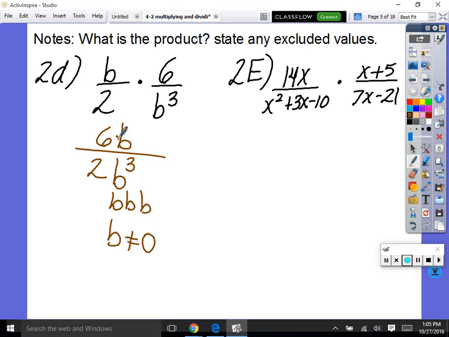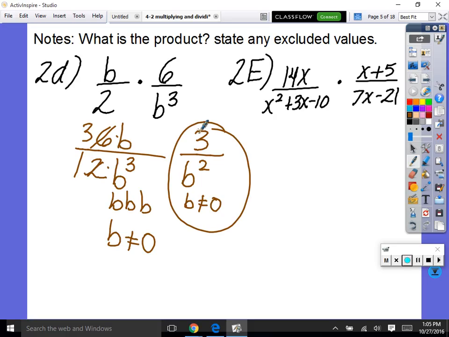Now let's simplify. The multiplication can be simplified. So this is 3 over 1. B over b cubed is b squared. Where's the b squared? On bottom. So we have a 3 on top, on bottom a b squared. That's our simplified answer as long as b does not equal 0.